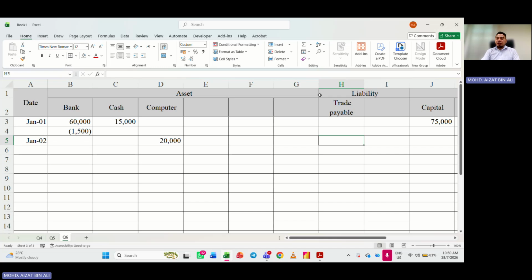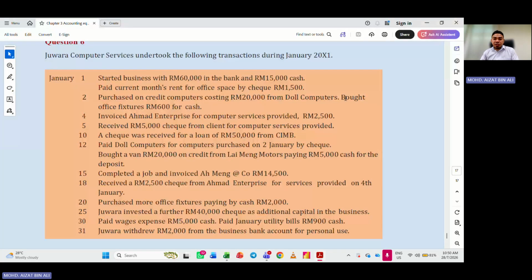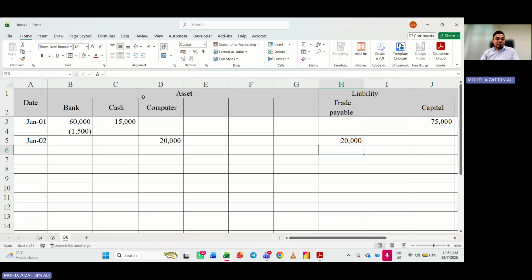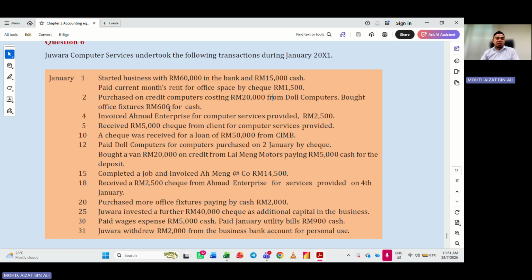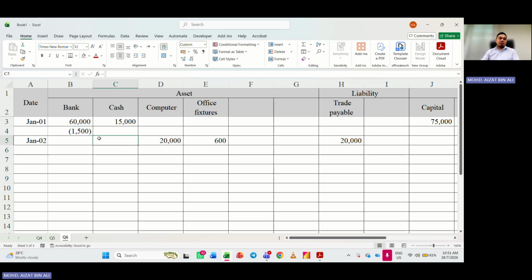Okay, 20,000 ringgit increase in our trade payable. Okay, next. Also on the same day, bought office fixtures, 600 ringgit for cash. So we bought office fixtures. Open office fixtures account, and it's for 600 ringgit. Okay, and it is for cash, a payment by cash. So our cash decreases, minus 600 ringgit.